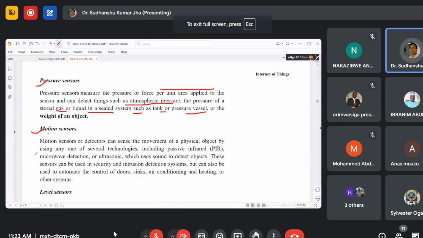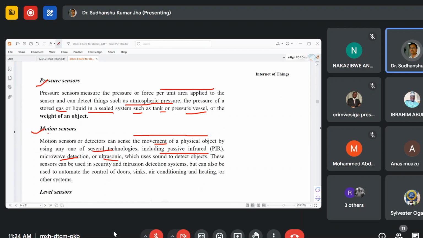Similarly, another kind of sensor is a motion sensor, and it basically senses the movement of a physical object by using several technologies, like passive infrared technology, microwave detection, or ultrasonic detection. A motion sensor basically monitors the motion of an object. How can the motion of the object be monitored? It can be monitored by analyzing the previous position of the object and the new position of the object.